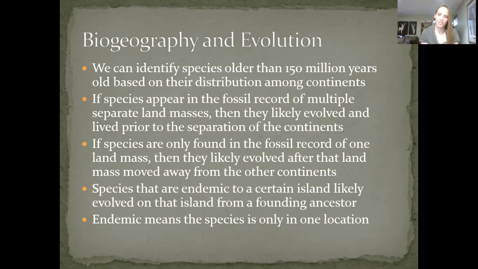So if a species appears in the fossil record of multiple of our current land masses, then that species probably evolved before those land masses separated. If the species are only found on one of our current land masses or in the fossil record of one of our current land masses, then it probably evolved after that land mass split off from the other continents. Species that are endemic to a certain island likely evolved on that island from some sort of founding ancestor. Endemic meaning that the species is only found in that one location and nowhere else on Earth.